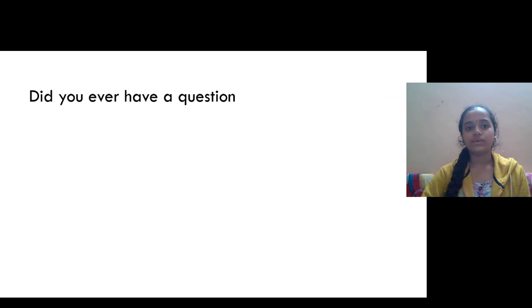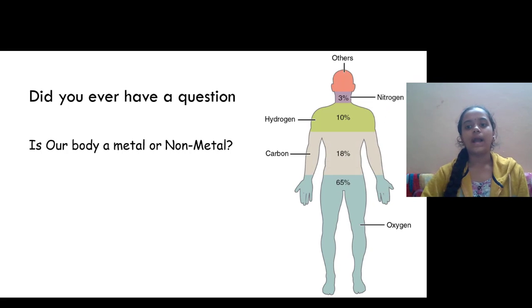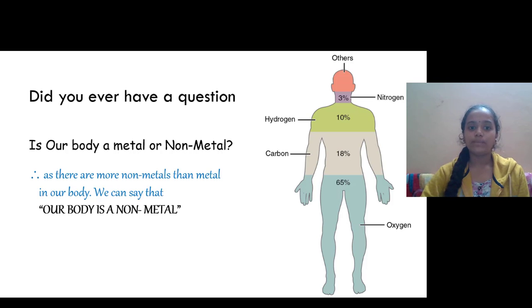Did you ever have a question? Is our body a metal or a non-metal? Our body is made up of 65% oxygen, 18% carbon, 10% hydrogen, and 3% nitrogen. Therefore, as there are more non-metals than metals in our body, we can say that our body is a non-metal.